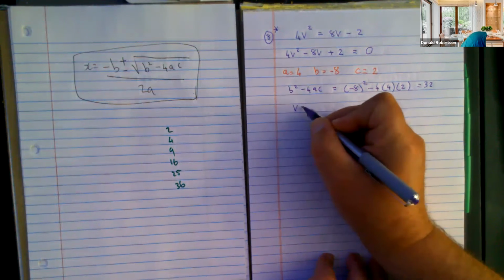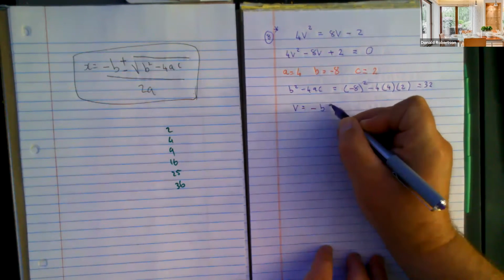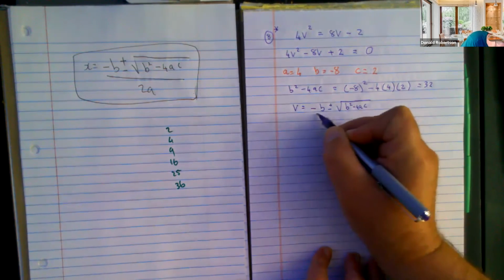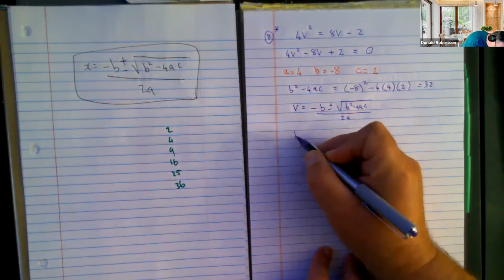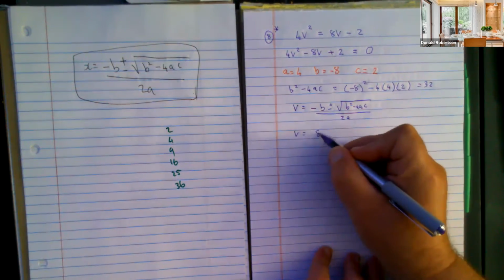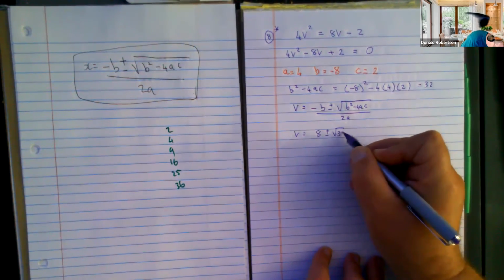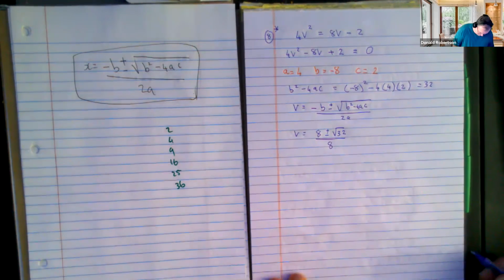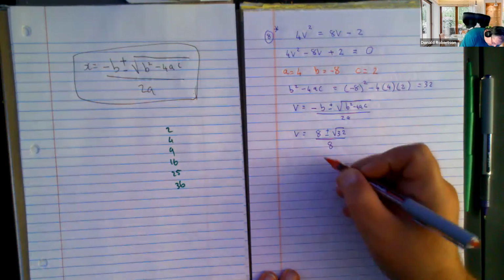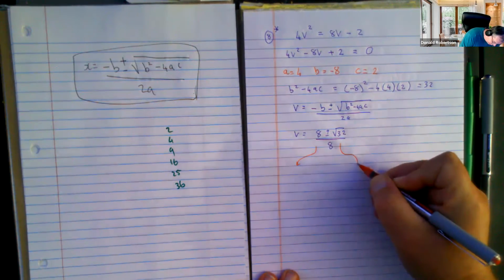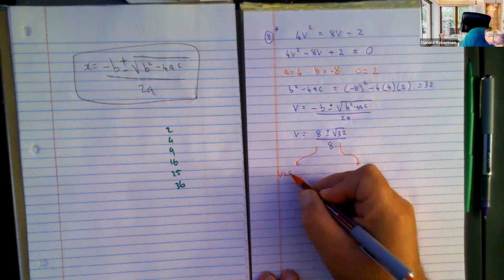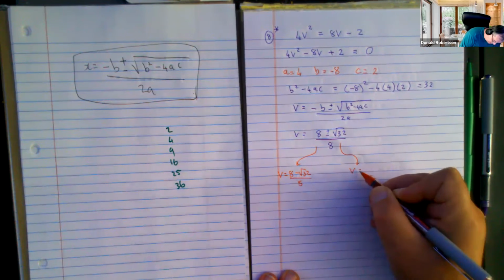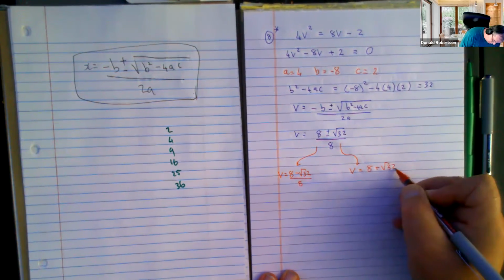So our solutions are going to be negative b plus or minus the square root of b squared take away 4ac all over 2a. The negative of this is plus 8. Add or subtract the square root 32. 2 times a becomes 2 times 4 over 8. That's going to split to 2 distinct solutions. 8 take away the square root of 32 over 8, and 8 add square root of 32 over 8.